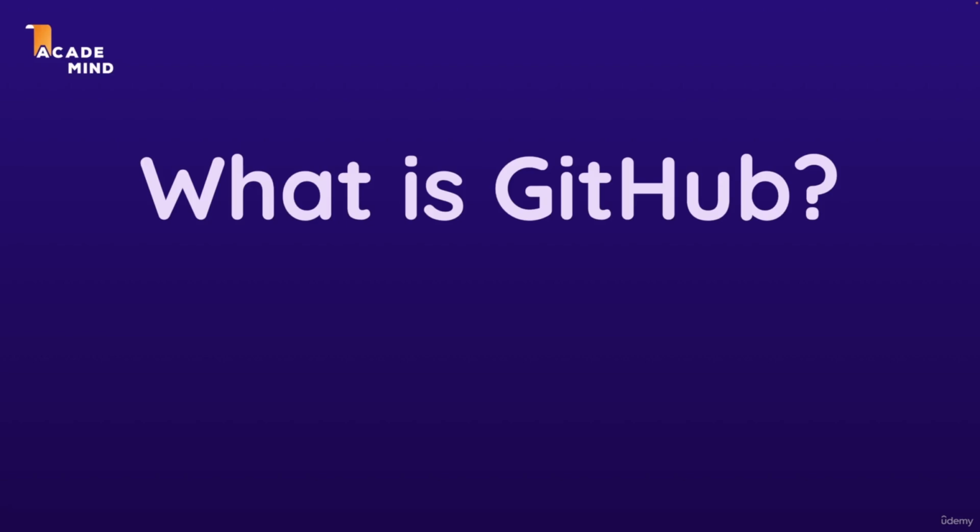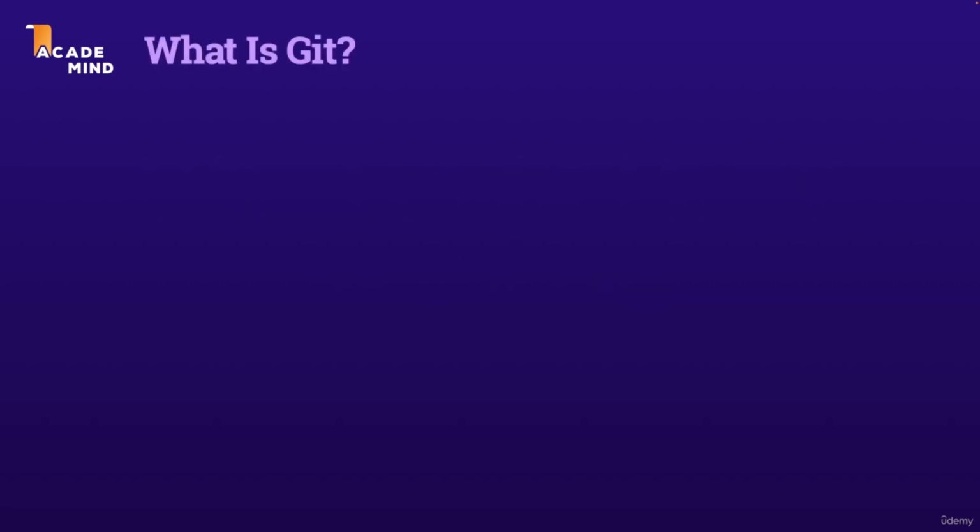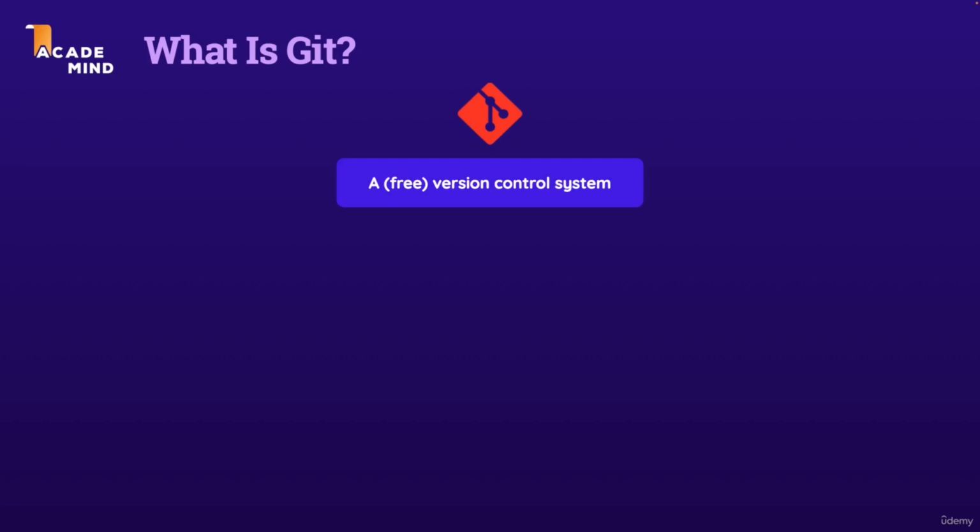I mentioned before that GitHub is a company that helps with storing code in the cloud. But to better understand how GitHub helps with that, it's important to realize that the company's name, GitHub, includes the word Git. And Git is actually a standalone independent tool. And it's important to understand what Git is to better understand what GitHub is all about. So, what is Git? Git is a free version control system tool.